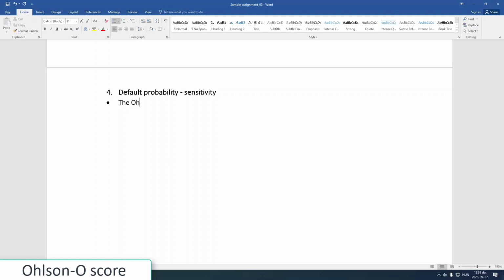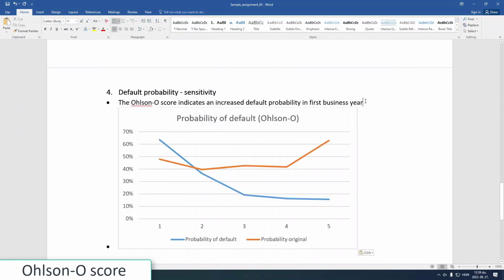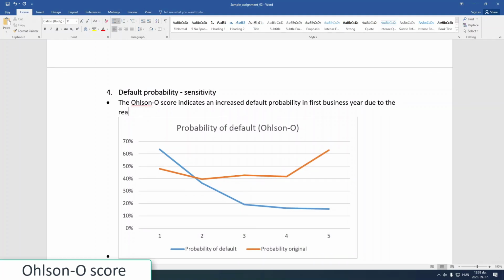The Ohlson O-score indicates increased default probability in the first business year, due to the rearrangements, the new launch vehicle.